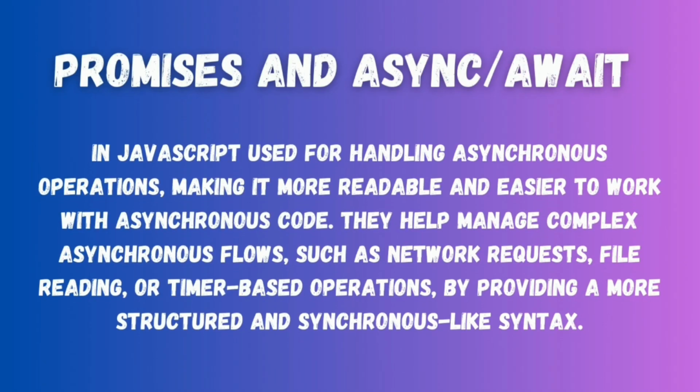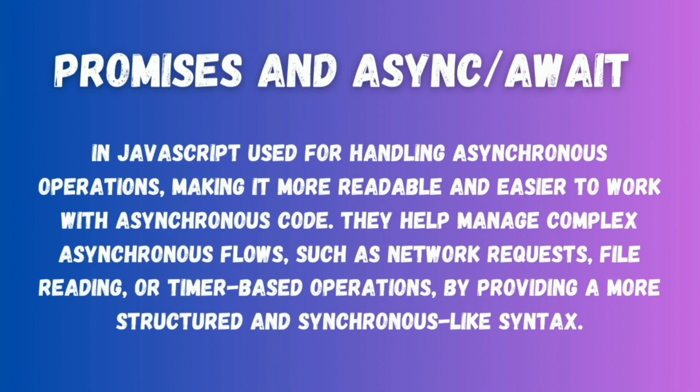Promises and async/await are used in JavaScript for handling asynchronous operations, making asynchronous code more readable and easier to work with. They help to manage complex asynchronous flows such as network requests, file reading, or timer-based operations by providing a more structured and synchronous-like syntax.